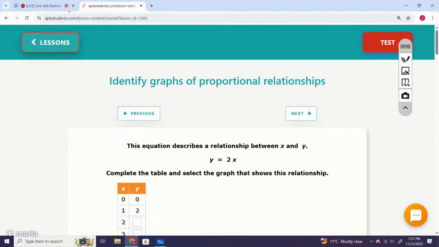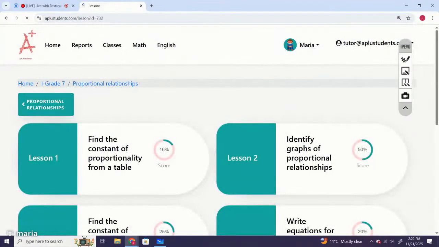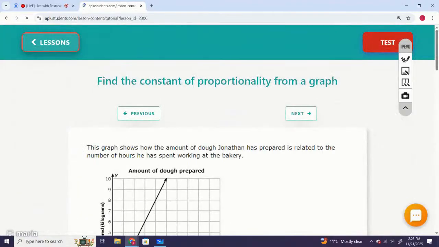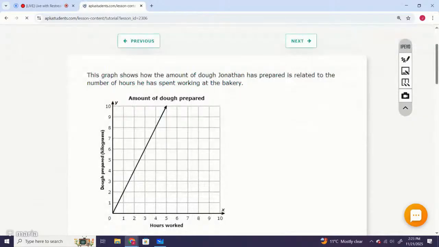The next lesson is find the constant of proportionality. Basically, for a graph, we are going to calculate the slope, right? So slope is the constant of proportionality. This is how the amount of dough Jonathan has prepared is related to the number of hours he has spent working in the bakery.